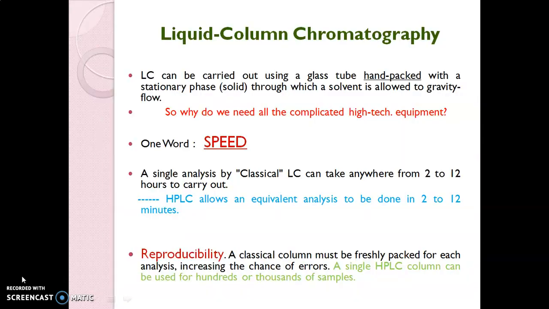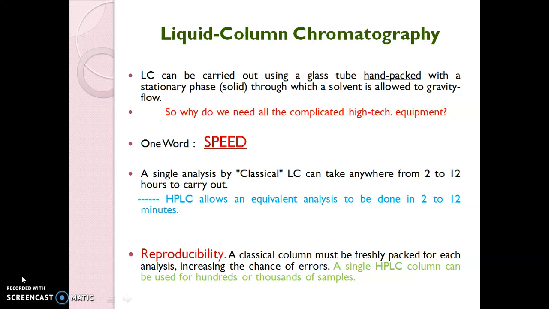So HPLC is the modified form of column chromatography, or classical chromatography, and we will see it one by one. Liquid chromatography can be carried out by using a glass tube which is packed with the stationary phase, through which solvent is allowed to flow by gravity or gravity force.